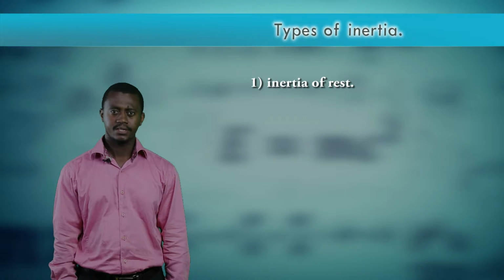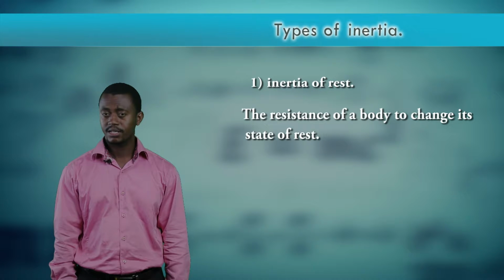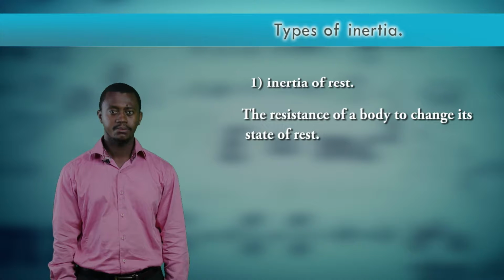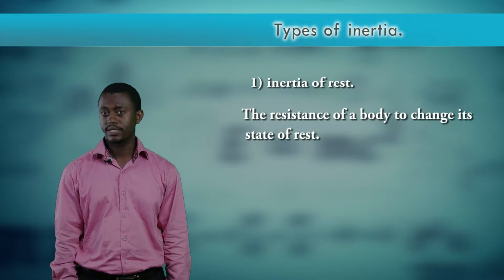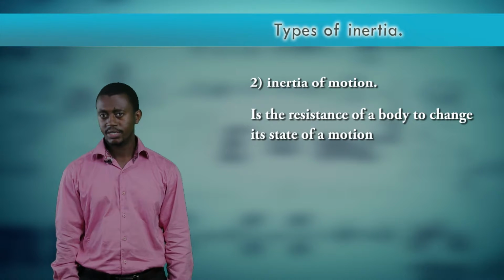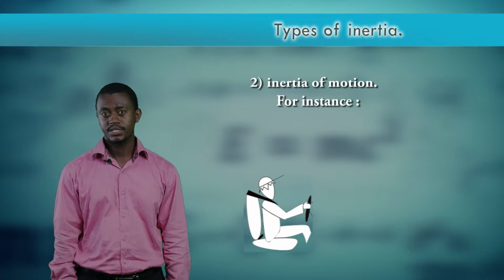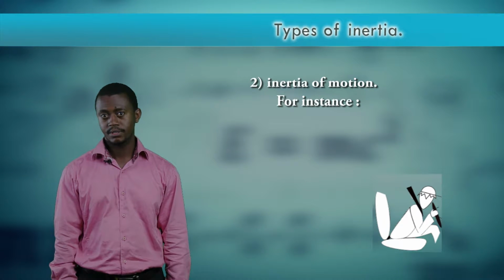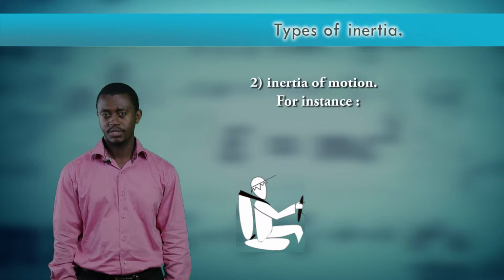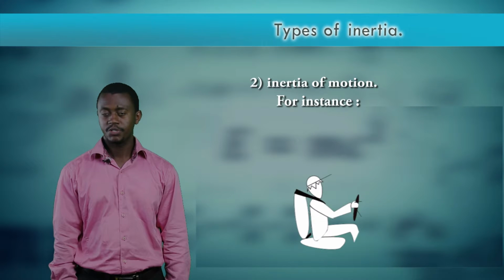By inertia of rest, we mean the resistance of a body to change its state of rest. That is why a stationary body requires force to make it move. The force is needed to overcome the resistance of that body so that it can move. Inertia of motion is the resistance of a body to change its state of motion. For instance, a passenger sitting in a bus tends to fall forward when the bus suddenly stops. This is because of inertia of motion. The upper part of the body resists the stationary state and continues to move.